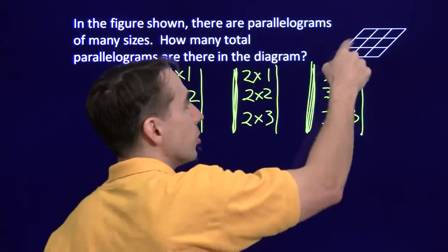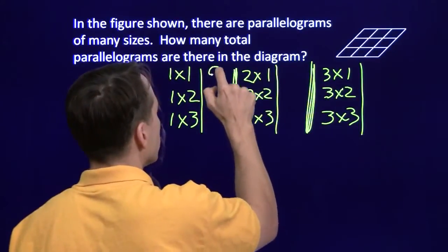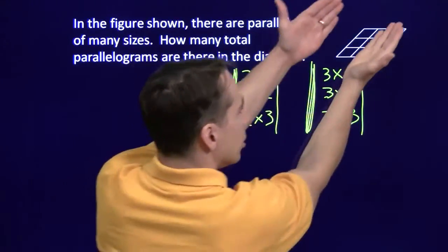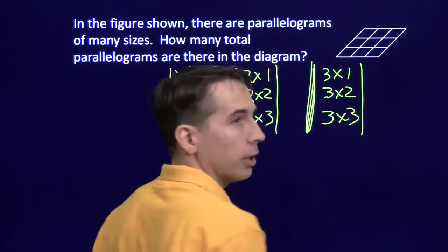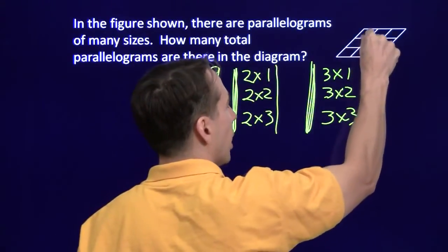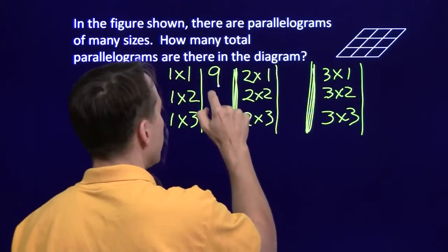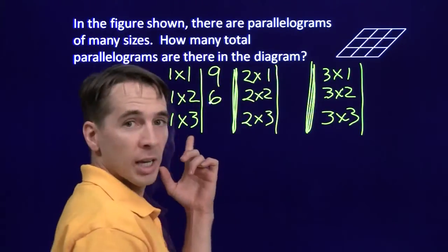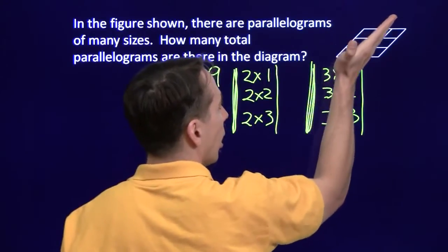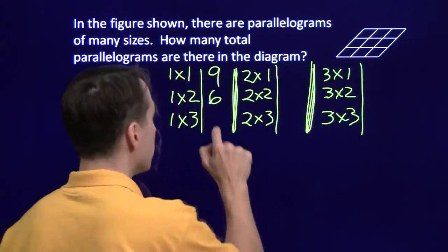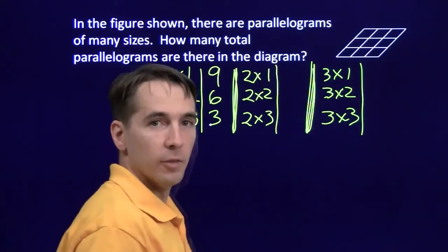The 1x1s, those are the little ones, there's obviously 9 of those. Now the 1x2s, they're in a single column, they're 2 parallelograms tall, so there's 1 on the bottom, 1 on the top. There's 2 in each column, there are 3 columns, so 2 times 3, that gives us 6 of those. And the 1x3s, those are the ones that are just a whole column. There are 3 columns, so there are 3 of those.